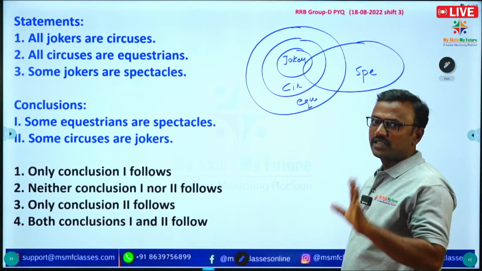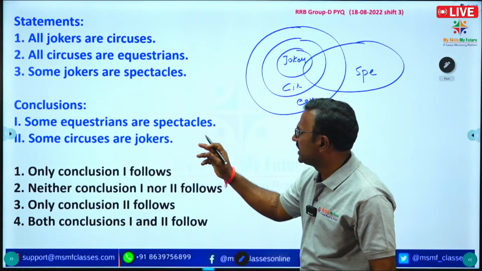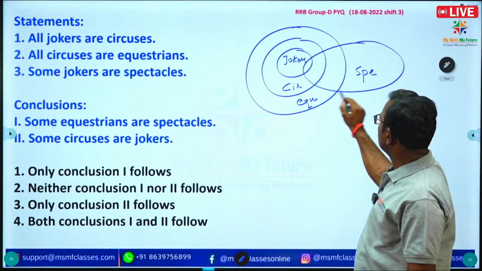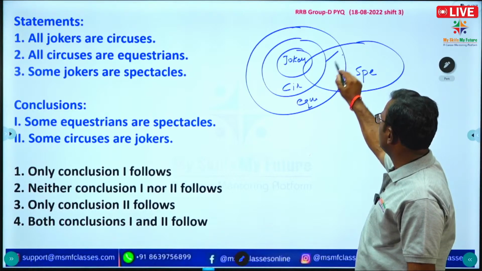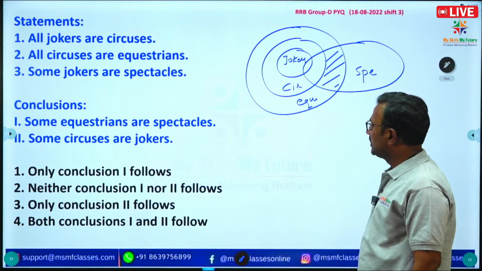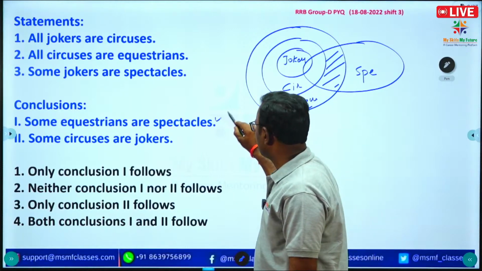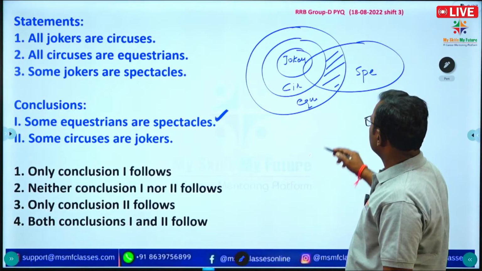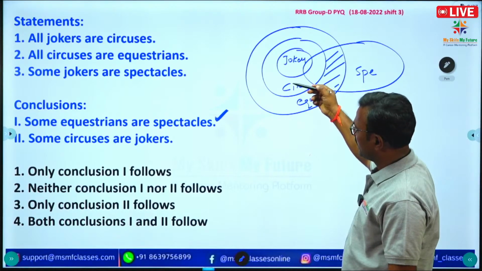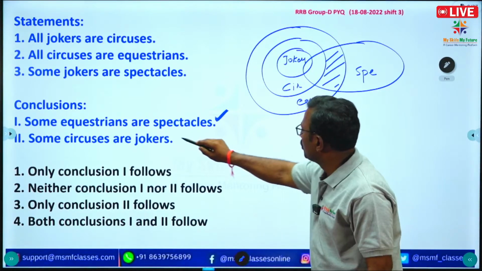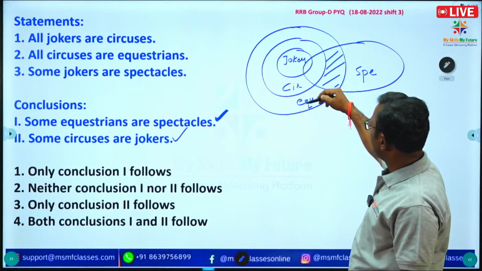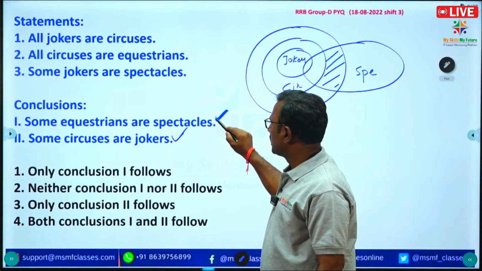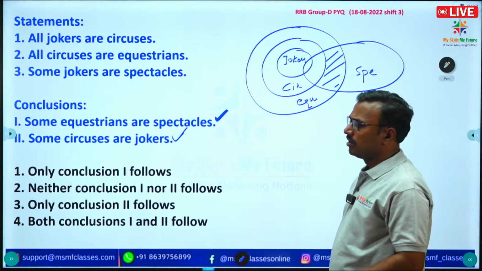So what is the conclusion given? Some equestrians are spectacles. Yes, there is a relation, so some equestrians are spectacles follows. Some circuses are jokers. Yes, correct. Some equestrians are jokers. Yes, correct. So here both conclusion 1 and conclusion 2 follow.